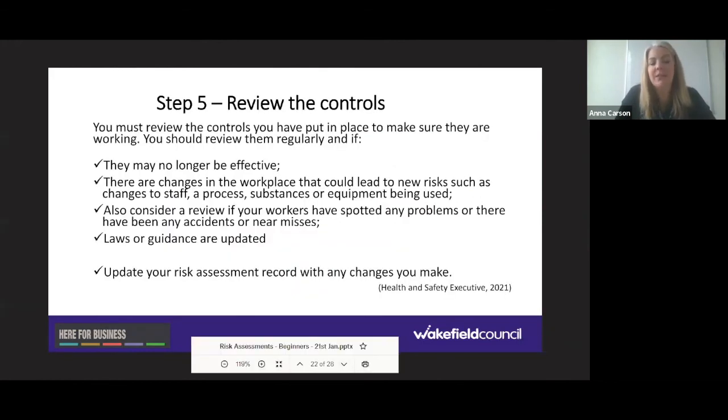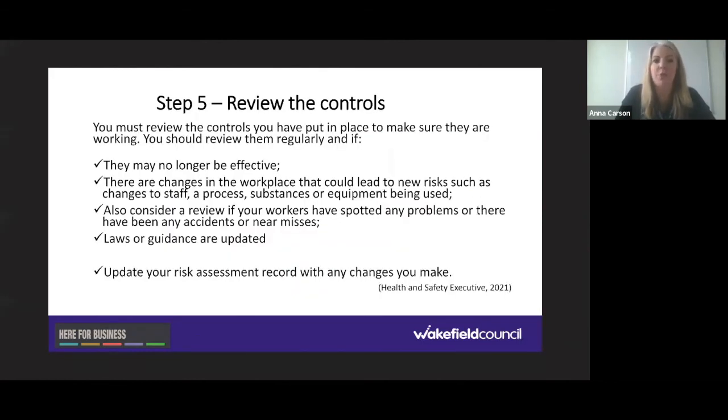Now, the last final step is to review the controls. So you must review the controls that you've put in place to make sure they're working. You might wonder when you need to review them. So you should review your risk assessments regularly to make sure that they're up to date. And then there's also certain things that should trigger a review of your risk assessment.